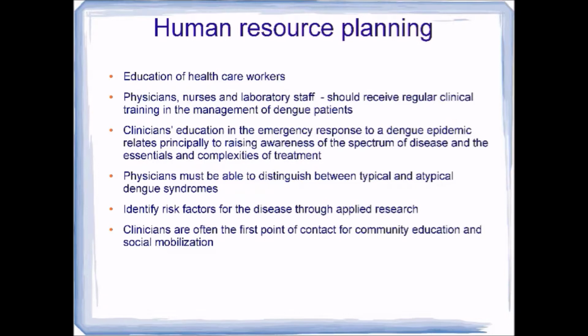Physicians must be able to distinguish between typical and atypical dengue syndromes, and access to laboratory diagnosis is useful. Contact should be made with national and regional reference laboratories for diagnostic support and verification functions prior to the occurrence of an epidemic. Epidemics also offer unique opportunities to identify risk factors for the disease through applied research. Clinicians are often the first point of contact for community education and social mobilization.